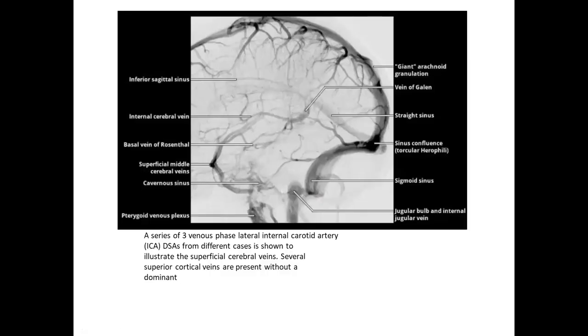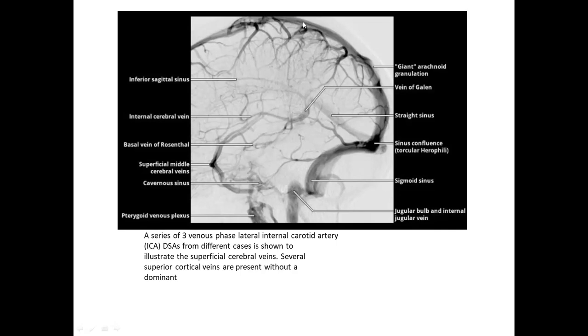Here, internal carotid angiogram showing the venous drainage of the CNS. Superior sagittal sinus, here giant arachnoid granulation. Inferior sagittal sinus, straight sinus, here the confluence of veins, transverse sinus, sigmoid sinus, jugular bulb, internal jugular vein. Here the cavernous sinus, pterygoid venous plexus, superficial middle cerebral vein will drain to the cavernous sinus, and internal cerebral vein drains to the great cerebral vein of Galen. Here the basal vein of Rosenthal.